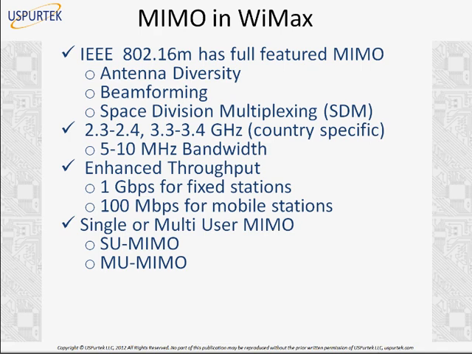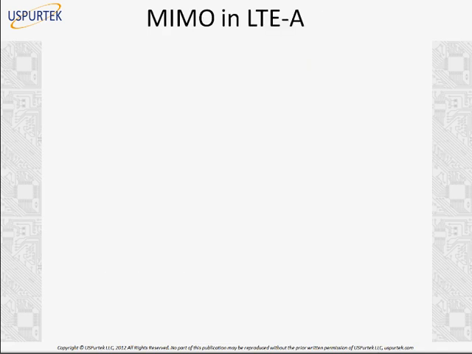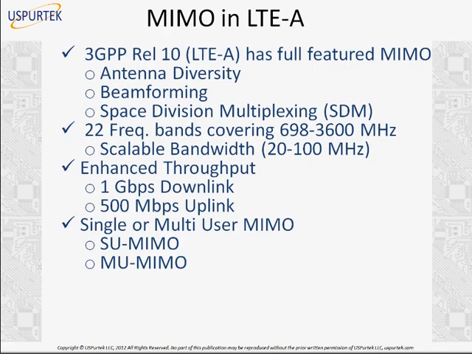You have to keep the separation between the two at least half wavelength. Okay. Now we were talking about single user MIMO and multi-user MIMO. We'll discuss this in a little more detail, what it means. But this is how the commercial carriers have adopted MIMO in the current 4G wireless installations.